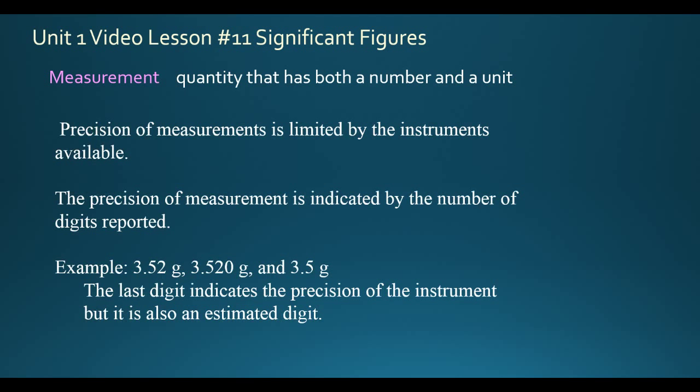that follows. Now, when we make measurements, the precision of the measurements is very, very important. It's limited by the instruments that are available. The precision of the measurement is indicated by the number of digits that's reported. So for instance, look at this. You have 3.52 grams, 3.520 grams, and 3.5. That last digit is the precision or the accuracy of the measurement. It tells us how good that instrument really is.